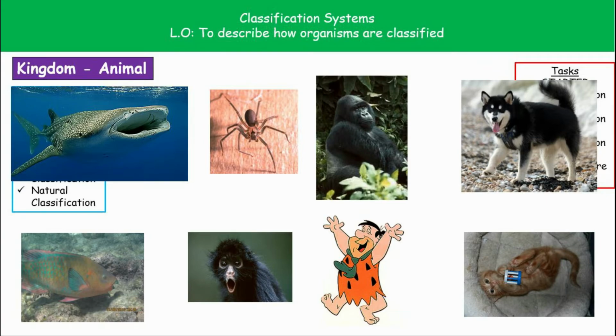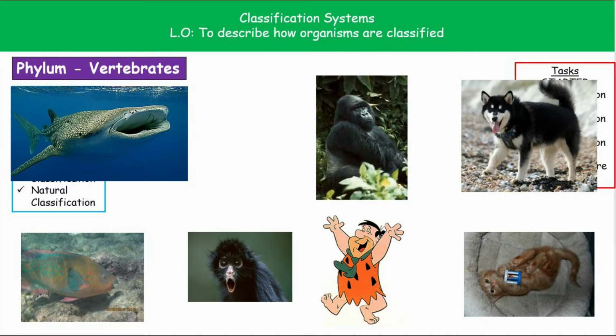So if we were to only classify using kingdoms, then we end up with this massive and diverse group of everything from us as humans down to spiders and fish. Now I don't know about you, but I feel a little bit different to a spider or a fish. So that's just our first level. That's the animal kingdom.